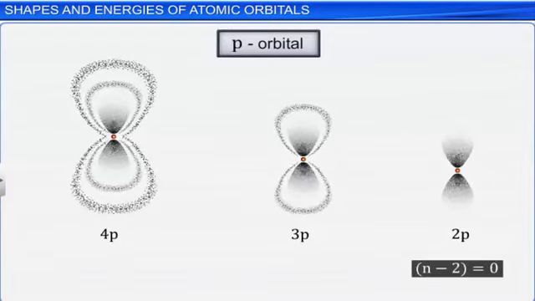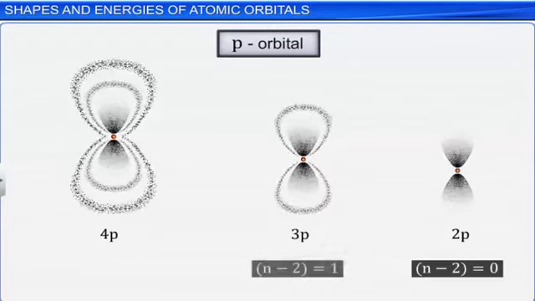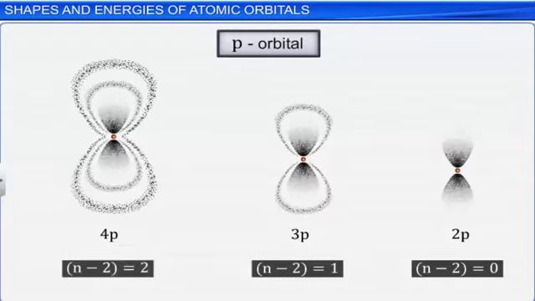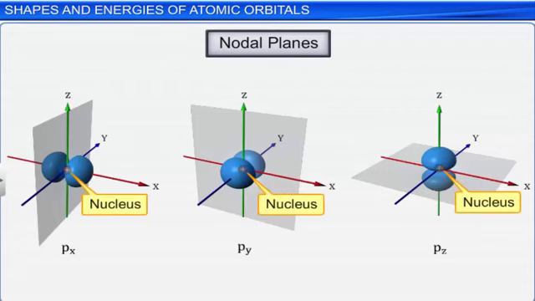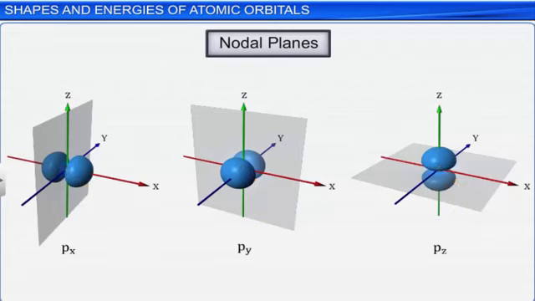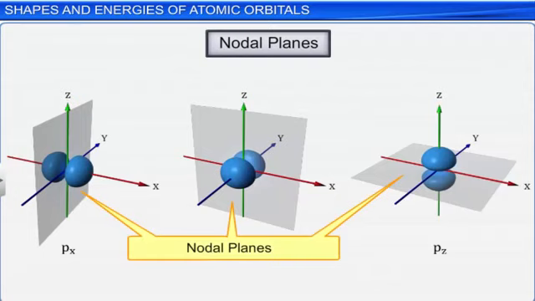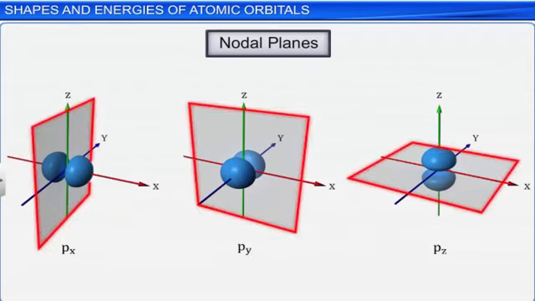In addition to these radial nodes, for np and nd orbitals, the probability density function is also 0 at planes passing through the nucleus. These planes are called nodal planes. The number of nodal planes for a p orbital is 1. That is, the plane which passes through the origin at which the probability of finding an electron is 0 is called a nodal plane. For example, the nodal plane for py orbital lies along the xz plane.